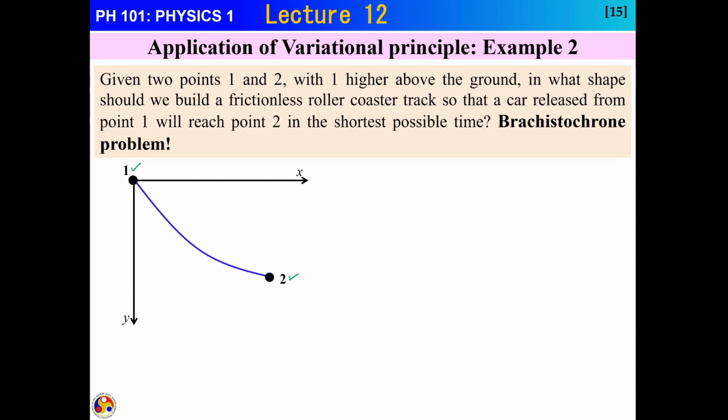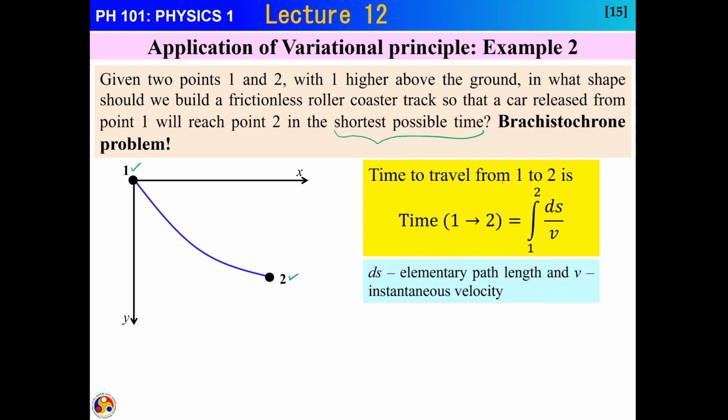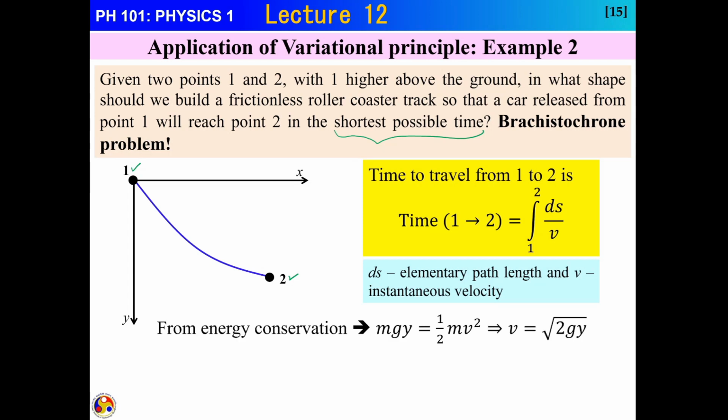Here the definition is shortest possible time. So now we are going to deal not with the path length, but rather the time it takes to reach from 1 to 2, and we have already defined how to express it. The time to travel from 1 to 2 can be written as the integral from 1 to 2 of ds by v. There is no difficulty for us to understand that. And ds, we can represent by any small element, so we can write the ds element as a dy and dx component.